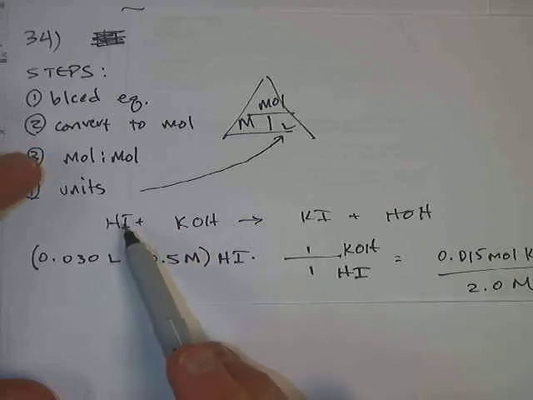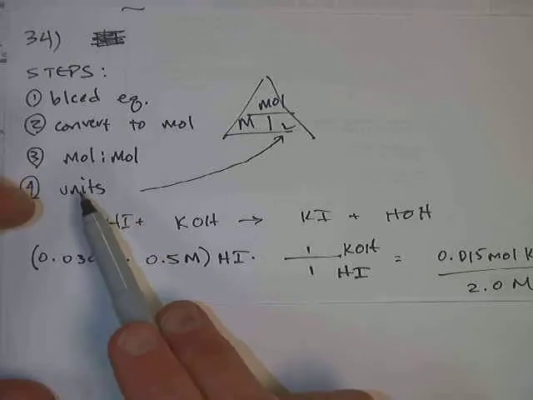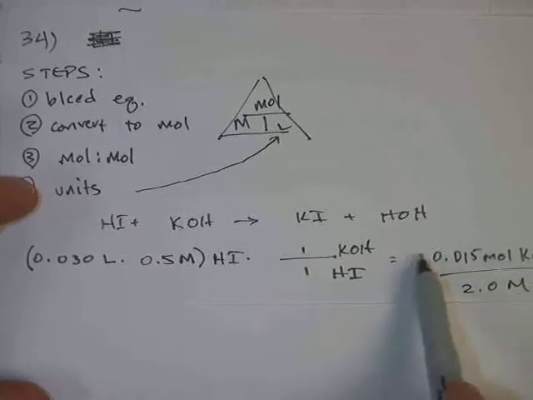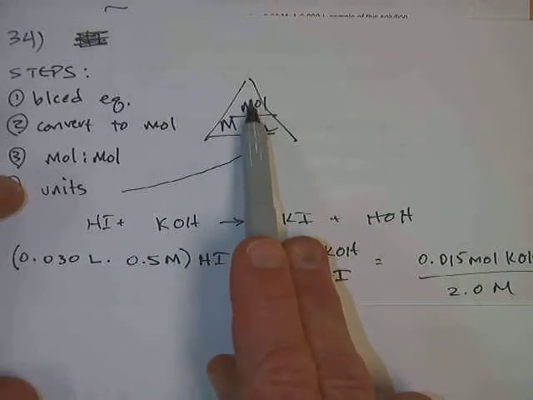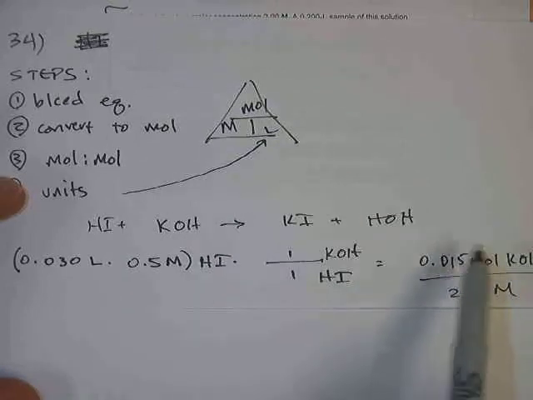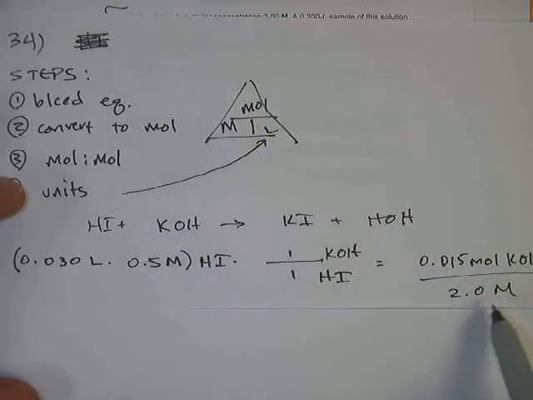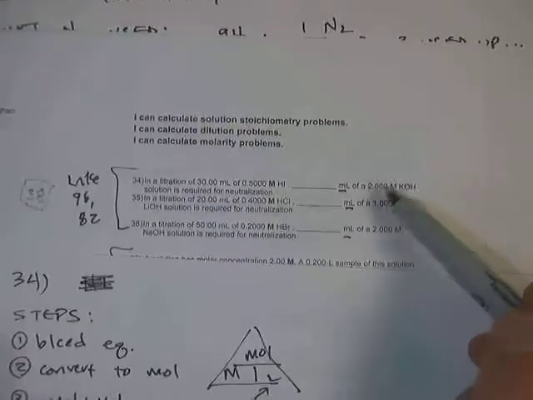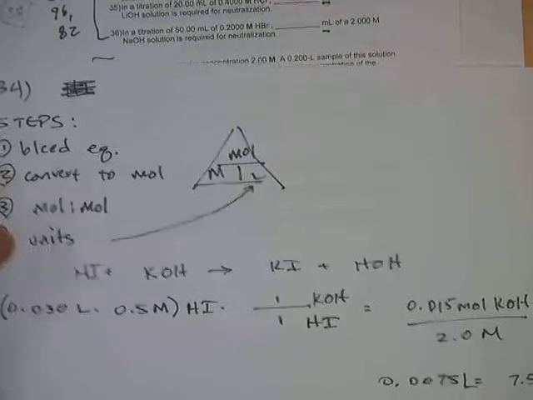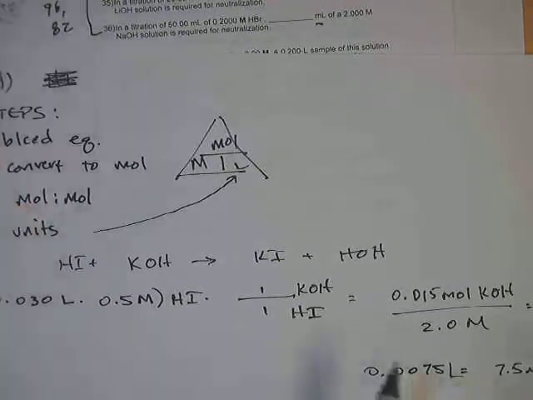So first, write the balanced chemical equation. Second, convert to moles. Liters times molarity. So there's my moles right here. Next, mole to mole ratio. It's a 1-to-1 ratio between potassium hydroxide right here and hydrogen iodide or hydroiodic acid. And then convert to the asked for units.